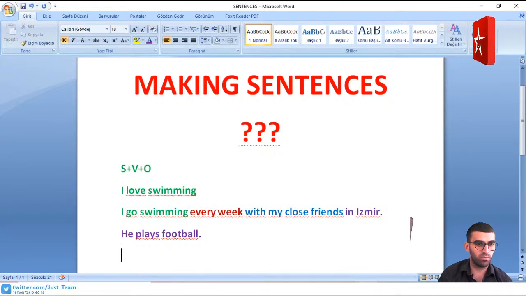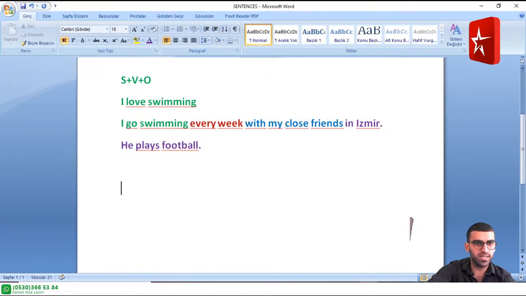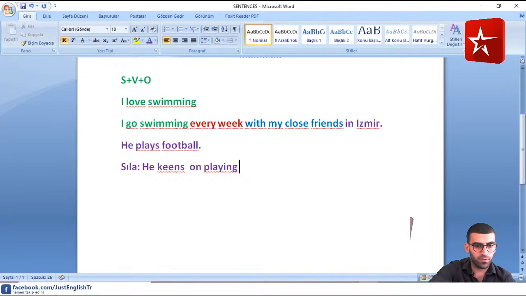Sıla says he keen on playing. He keen on playing football with his friends. I will write this Sıla's sentence here. Sıla says, he keens. Okay, not keen. Keens on playing football. He keens on playing football with his friends.